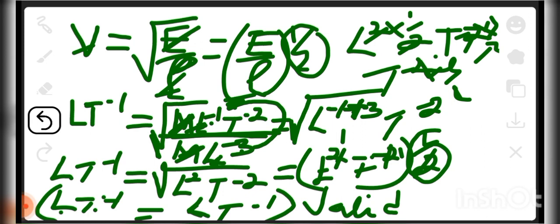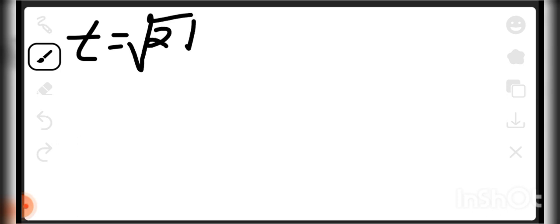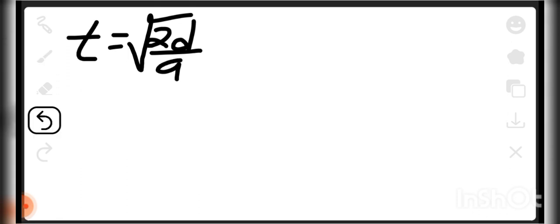Now let's look at this other question. Let's look at this next one. Now the time taken for a body to displace from one position to another is given by T is equal to the square root of 2d over a, where T is time, d is displacement, and a is acceleration.